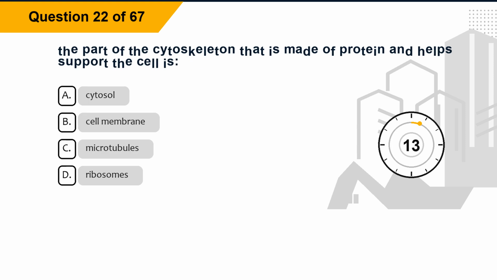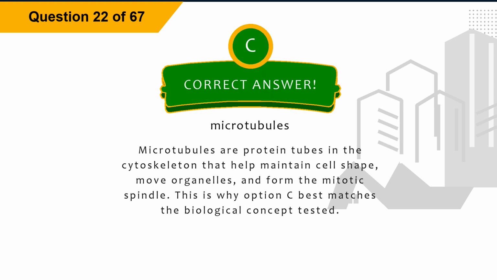Question 22. The part of the cytoskeleton that is made of protein and helps support the cell is. Option A, cytosol. Option B, cell membrane. Option C, microtubules. Option D, ribosomes. The correct answer is option C, microtubules. Explanation: microtubules are protein tubes in the cytoskeleton that help maintain cell shape, move organelles, and form the mitotic spindle. This is why option C best matches the biological concept tested.